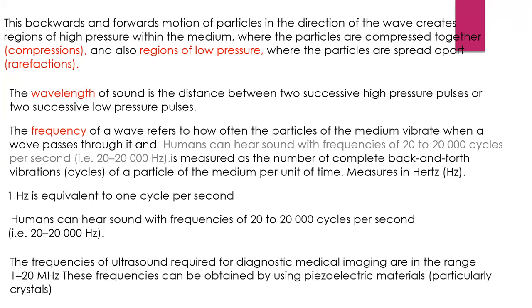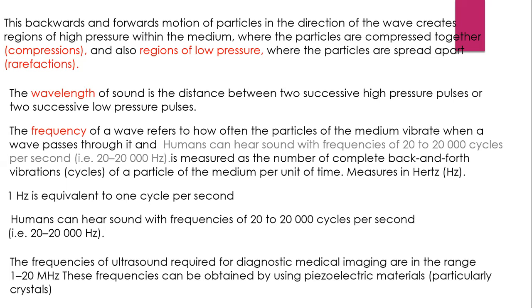A human being can hear frequencies of 20 to 20,000 hertz. Frequency is measured in hertz, and if it is very high, it is called kilohertz. The frequencies of ultrasound required for diagnostic medical imaging are in the range of 1 to 20 megahertz. So that means in human beings we just require a very small range.